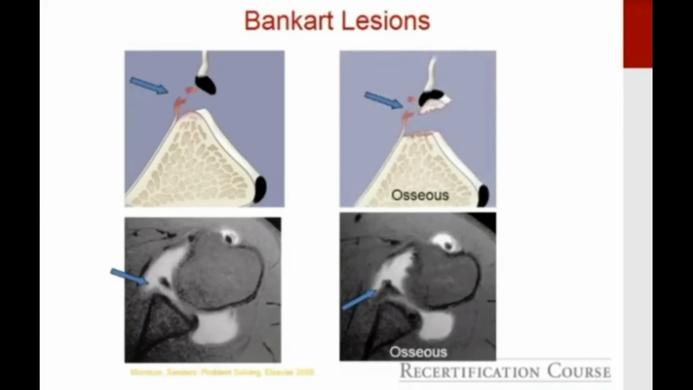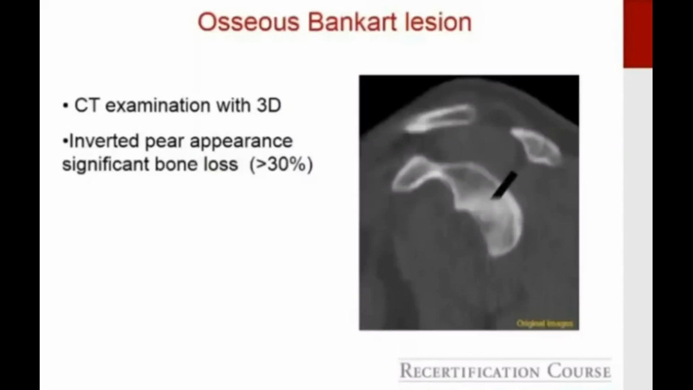So in this case, we see not only a tear of the labrum, but we see disruption of the anterior inferior glenoid cortex. We can see this fragment is irregular and displaced, and CT imaging can be very helpful in further defining the appearance of the osseous Bankart. Anytime we have a loss of more than about 30% of the bone stock along the anterior inferior margin, this is referred to as the inverted pear appearance.